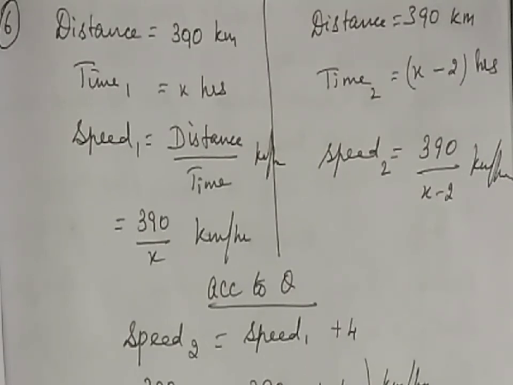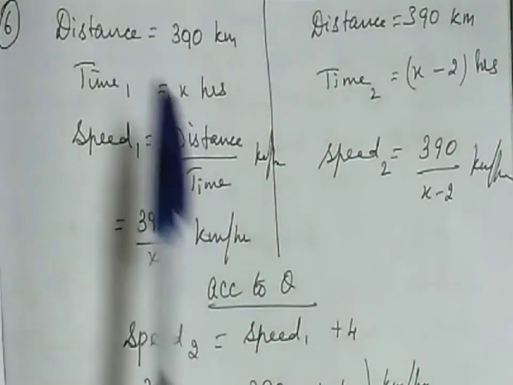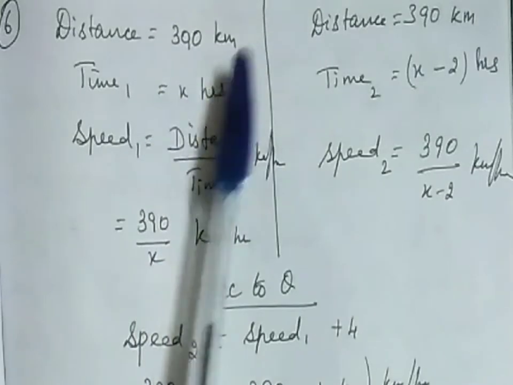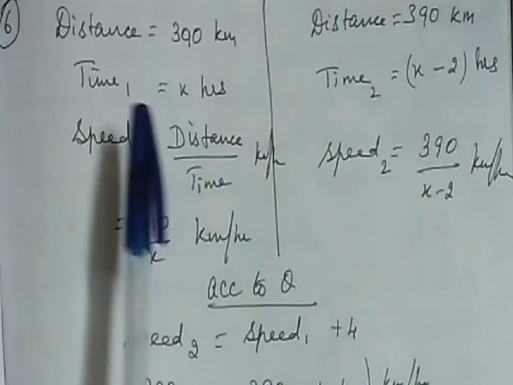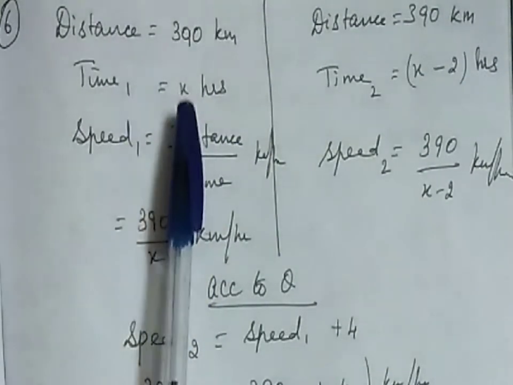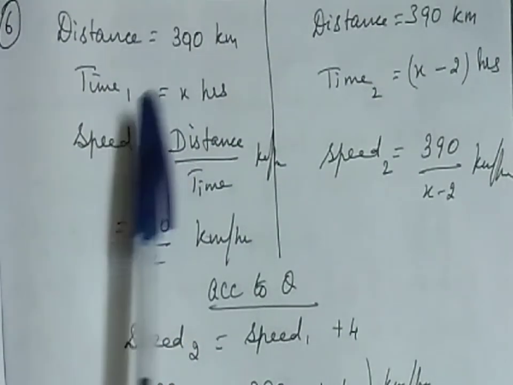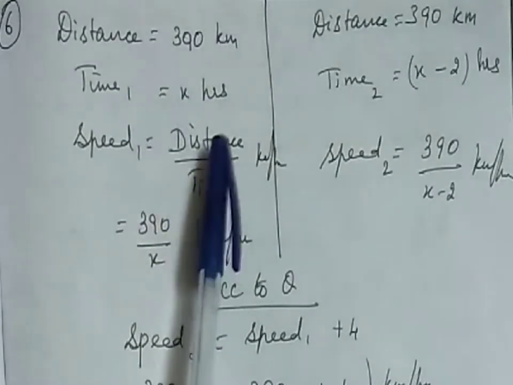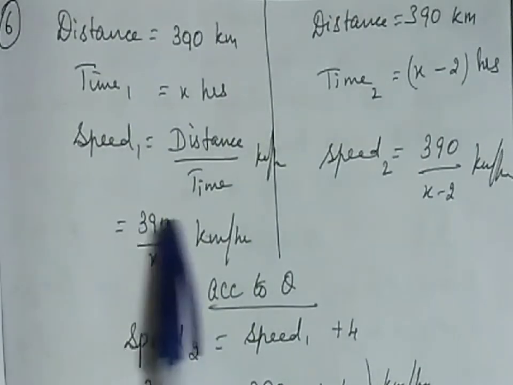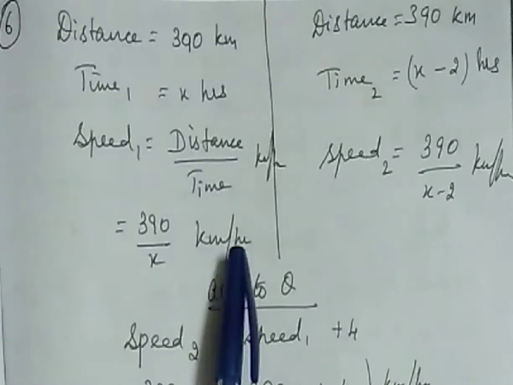Okay. So here, what is the distance given? In the question number 6, distance given 390 kilometer. And then what is the time given? x hours. You know distance, you know time. Can you get the speed? Distance upon time, that is 390 upon x kilometer per hour.